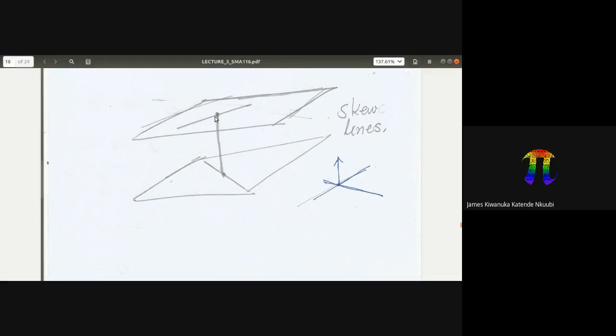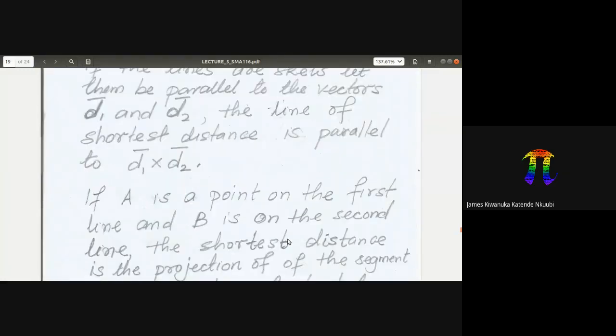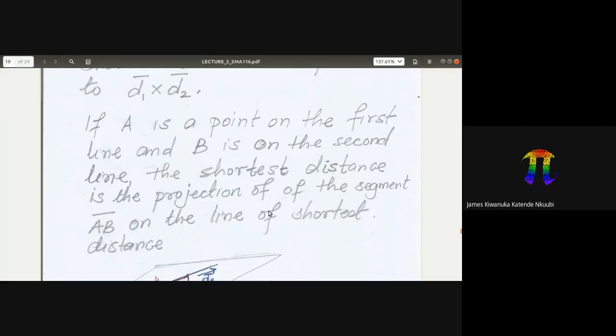So this line is perpendicular to both lines and therefore is in the same direction as, is parallel to, the cross product of the vectors that are in the directions of the lines. So we have established that the shortest line must be parallel to this vector. If A is a point on the first line and B is a point on the second line, then the shortest distance is a projection of the segment AB onto the line of shortest distance.